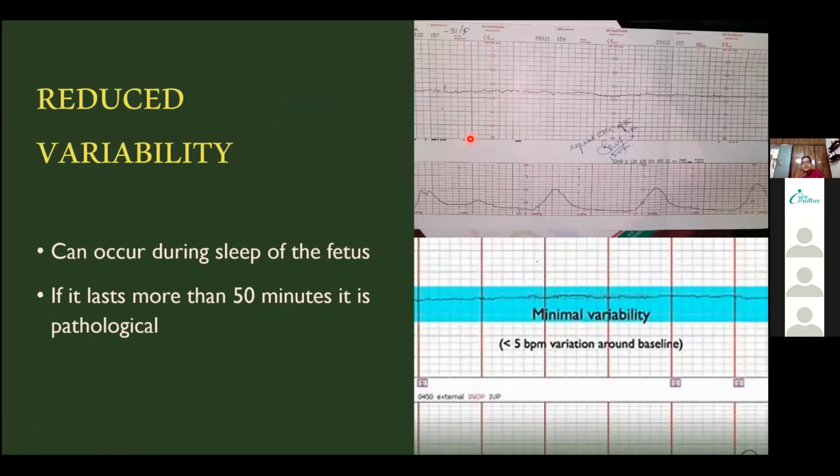See, this is actually a 2 centimeter per minute tracing. The entire graph seems to be a straight line, but you can still see some variability. Okay, it is reduced variability, so she was asked to repeat the CTG. The subsequent CTG was good. Even here you can see variability up to 10 beats, so this is not an abnormal CTG. This is actually a suspicious CTG which needs to be repeated. If it lasts more than 50 minutes, it is pathological. You reassess the patient.